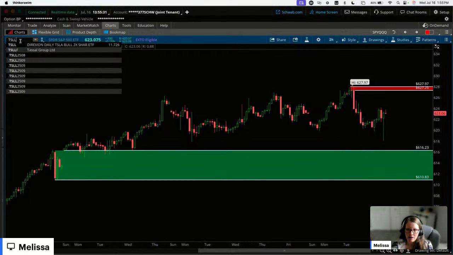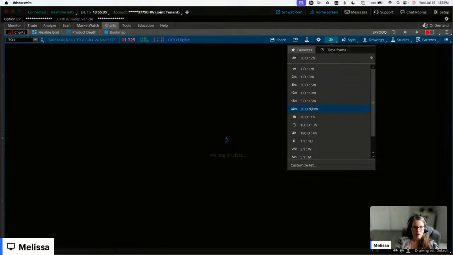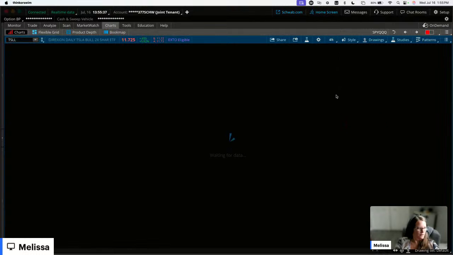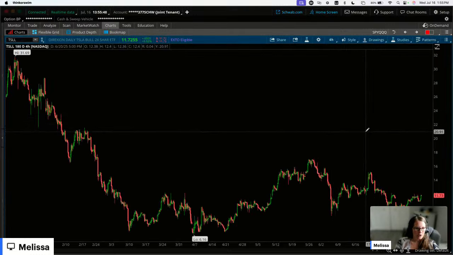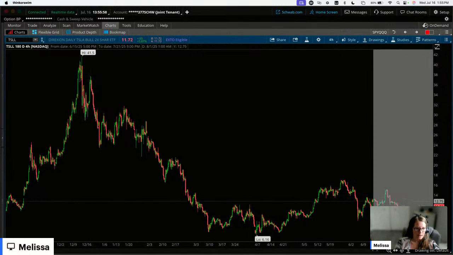Now, TSLL, we can do the same thing. So we will first look at the 4-hour chart, and then I will move on. If that zone seems too far away, then we can look at a 2-hour chart. Now, unlike SPY, TSLL is actually on this 4-hour chart in a downtrend, right?